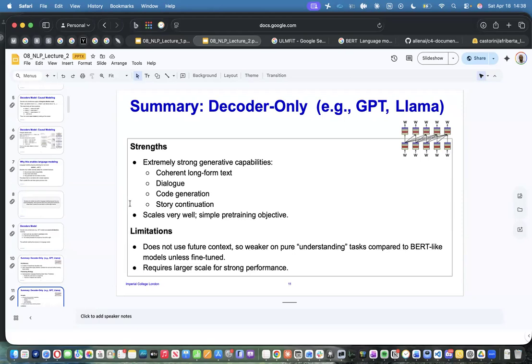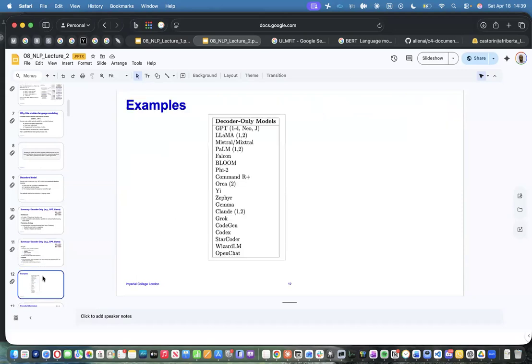It is not really good at understanding because when you talk about something, for you to understand it, you must know the neighboring words, right? So it's not good at that, but things are changing now with the release of new models, and even the decoder-only models are starting to become good at understanding text. These are examples of decoder-only models. You can see GPT, Bloom, Command R, all of these are decoder-only models.